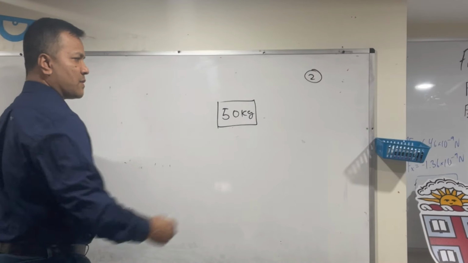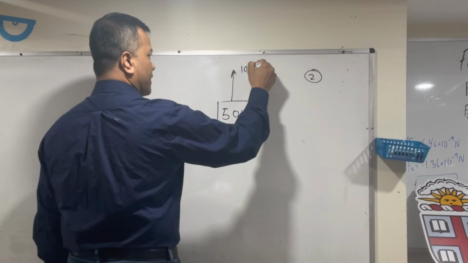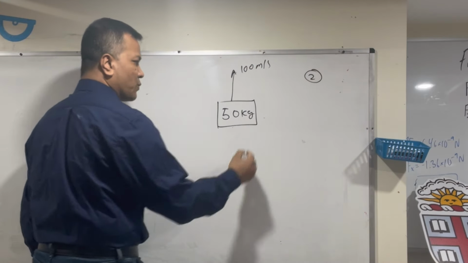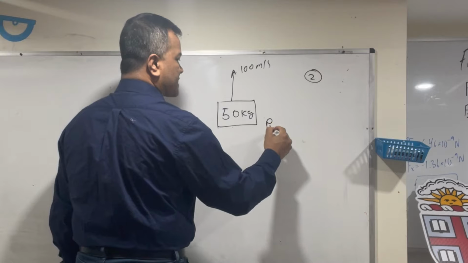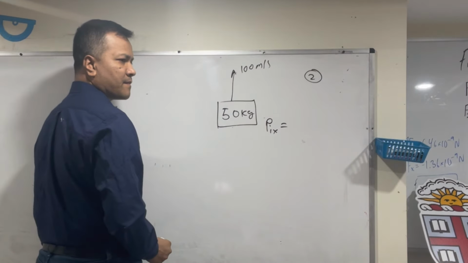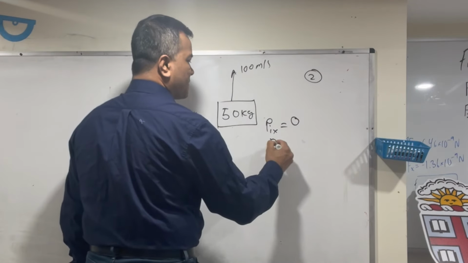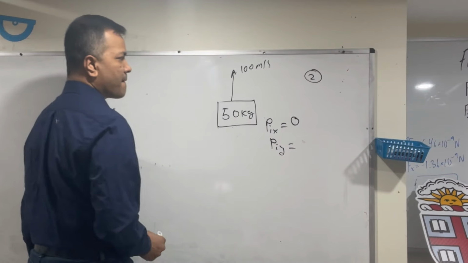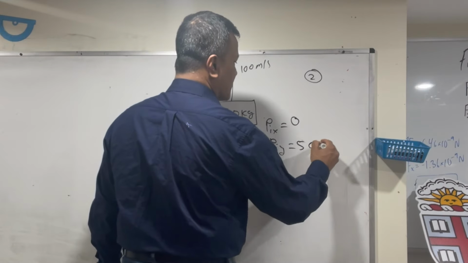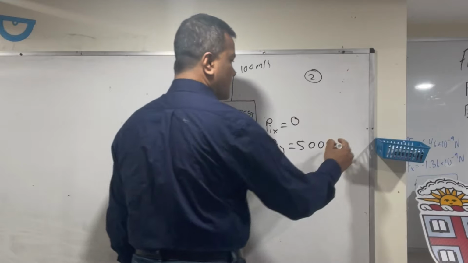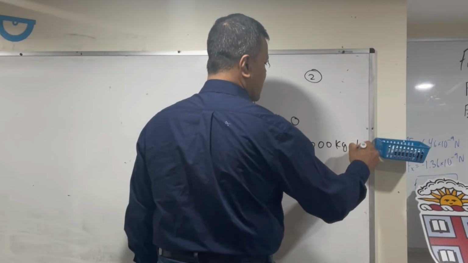Okay, excellent. Next, a 50 kilogram object moving with 100 meters per second. What would be the momentum in the x direction? Well, 0. What would be the initial momentum in the y direction? 5,000 kilogram meters per second. That is correct.